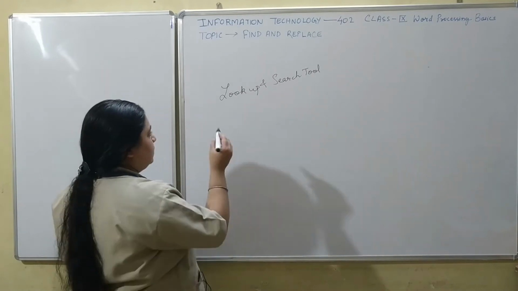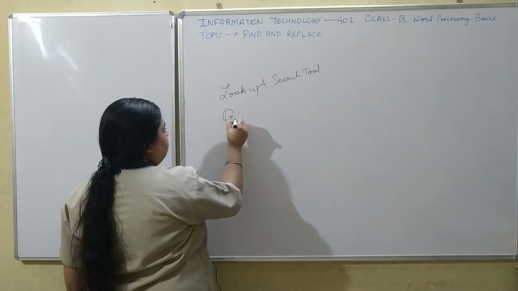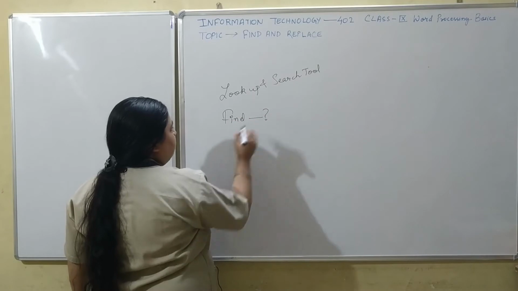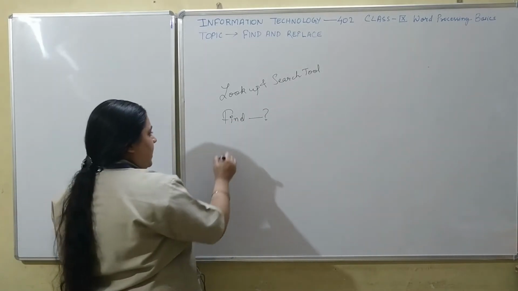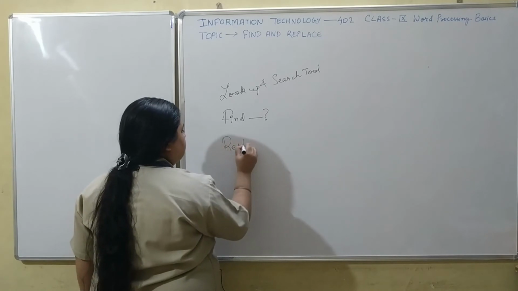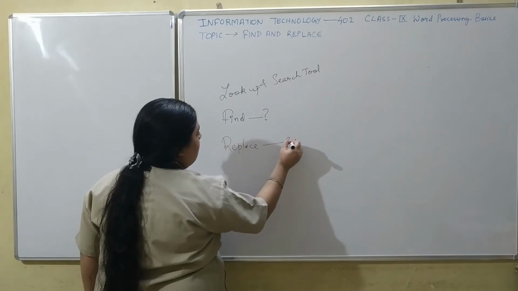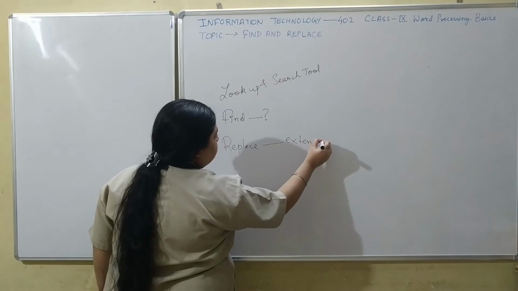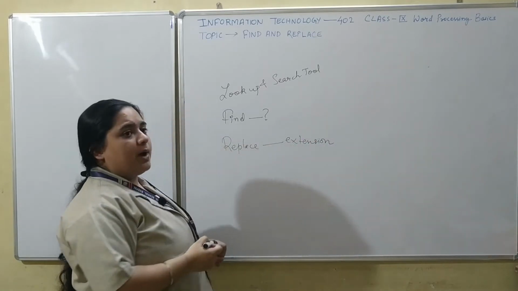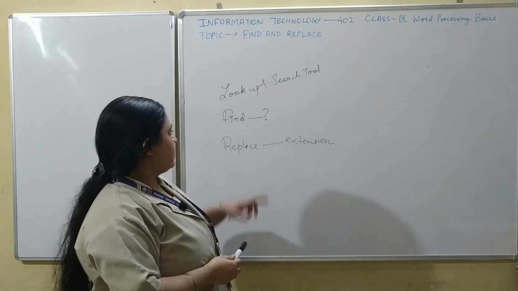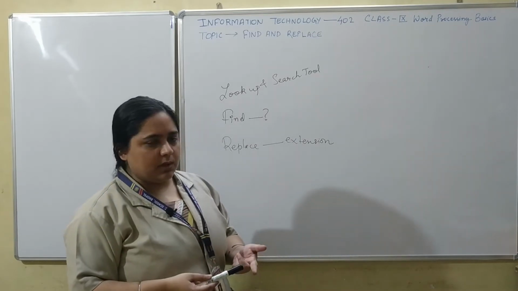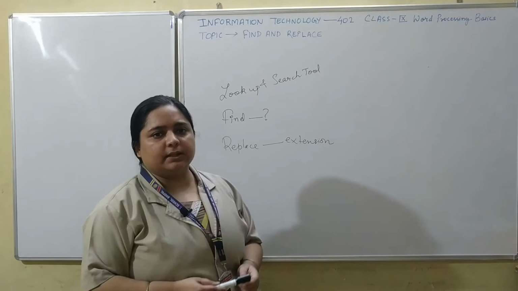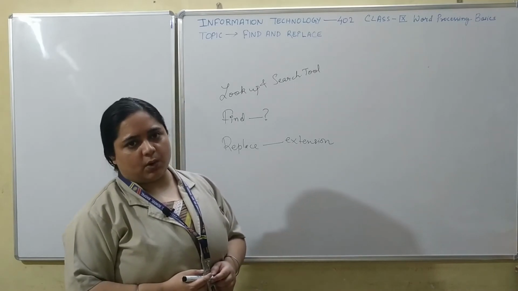We have two things in this. One is find, which is used only for searching for a particular word, whereas replace is just an extension of find, and it is used to add on to the features of find by also replacing that searched word with some other word, whichever the user wants.